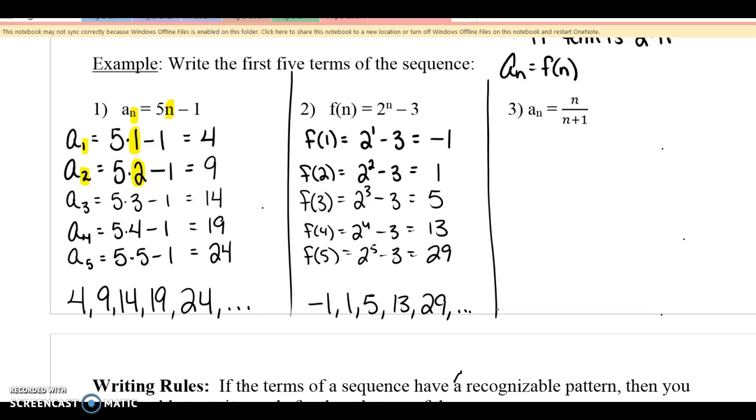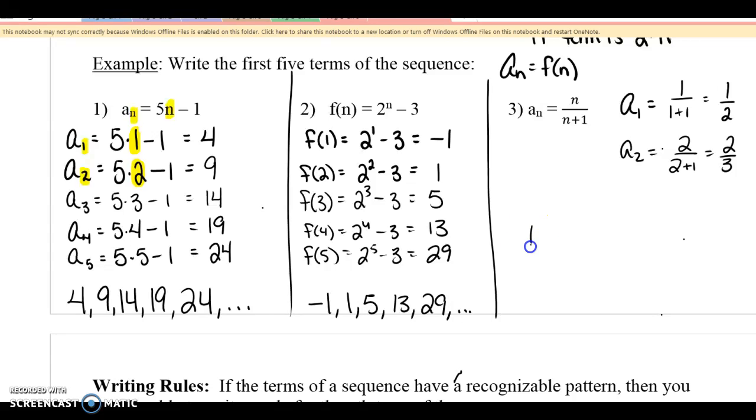Number 3 is a little bit weird because it gives this to you as a fraction. So our first term is going to be 1 over 1 plus 1. 1 plus 1 is 2. Your second term will be 2 over 2 plus 1. 2 plus 1 is 3. Do you see how the denominator is 1 more than the numerator? And the numerator matches the term number. So really, you don't even have to do the math on this one.